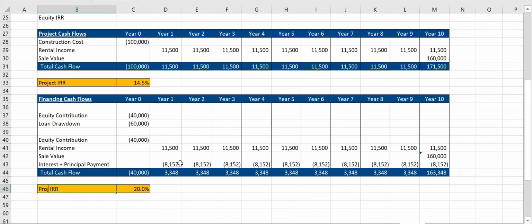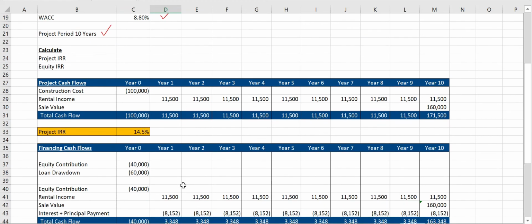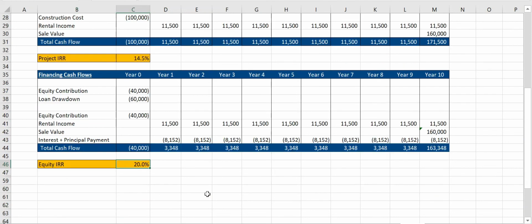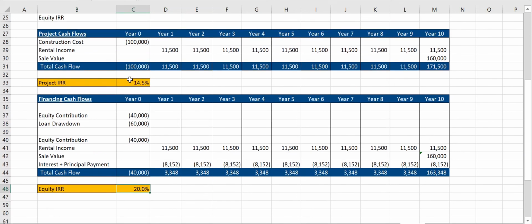So this should be the equity IRR. As you can see, it's totally different from calculating the project IRR. There's a clear difference between project IRR and equity IRR.